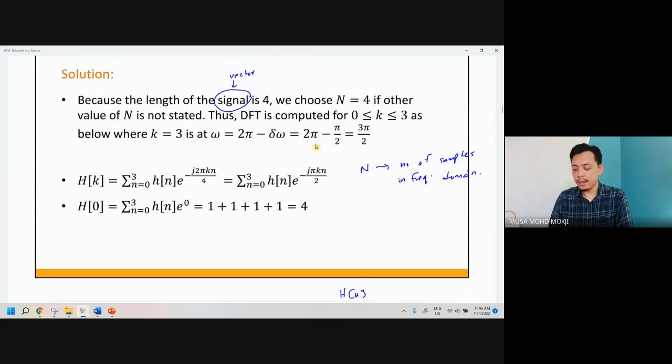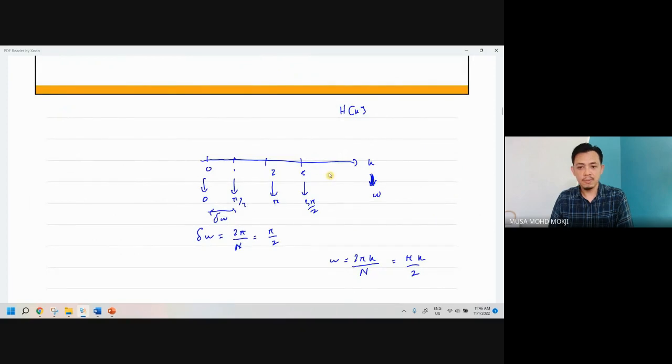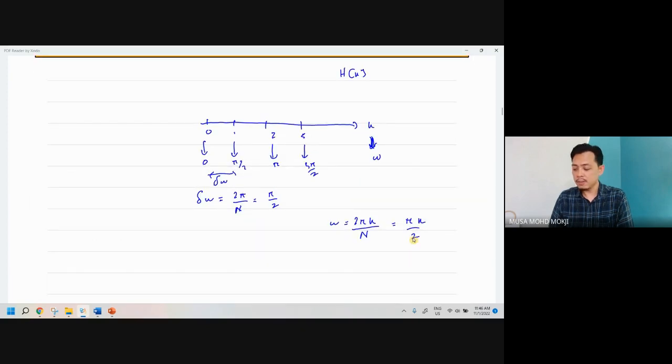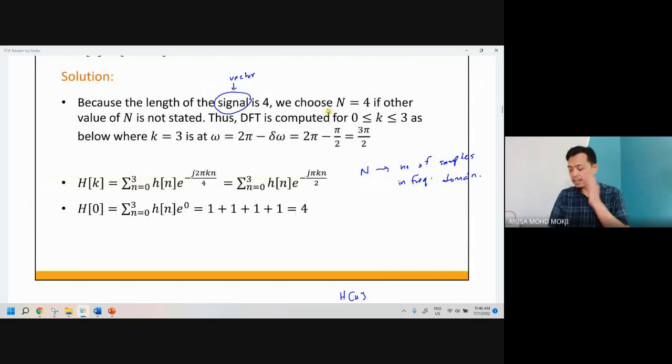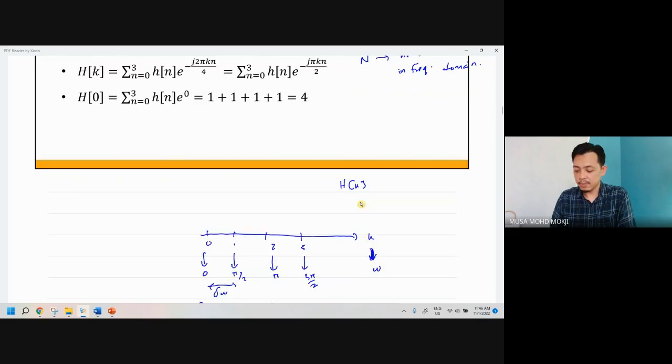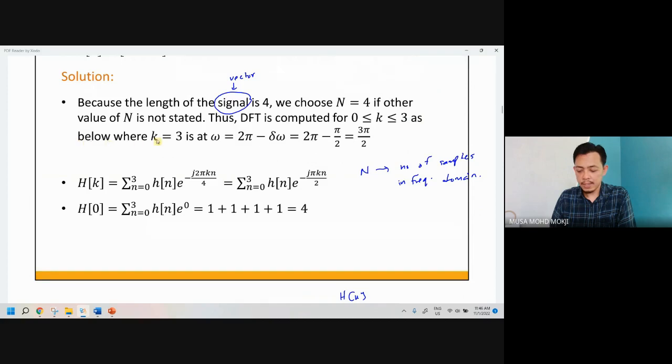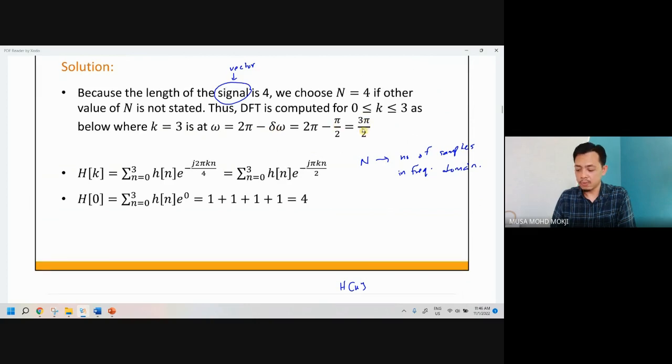If you choose n equals 10, then you will have 10 points, right? And then this one becomes 10, so this is pi k over 5. So you're going to have pi over 5, 2 pi over 5, 3 pi over 5, until the last one. Okay, that's n. Thus, the DFT is computed from 0 up to 3. As below, k equals 3 is at omega equals 2 pi minus delta omega, which is 3 pi over 2.